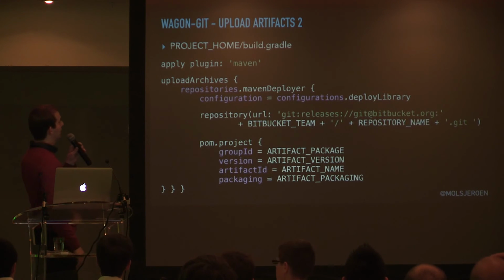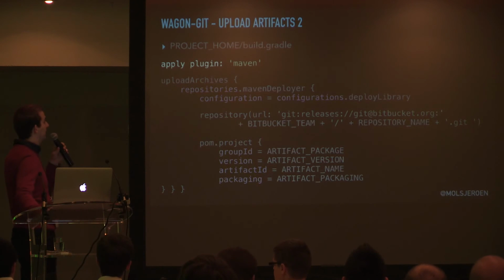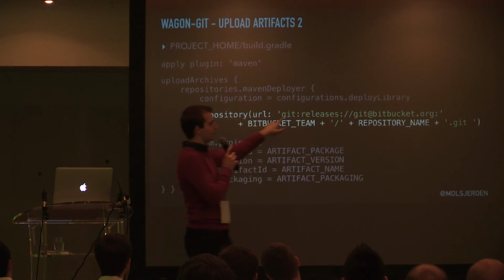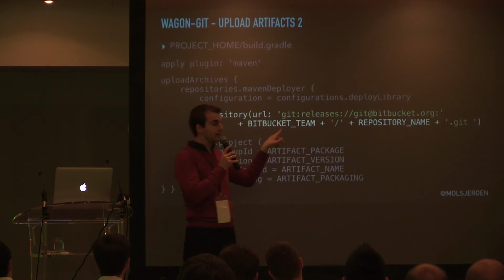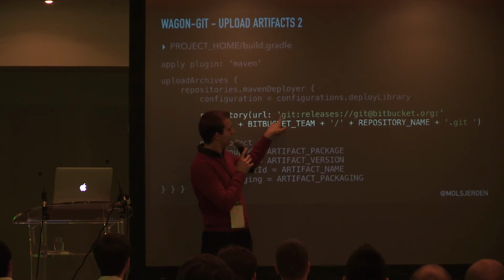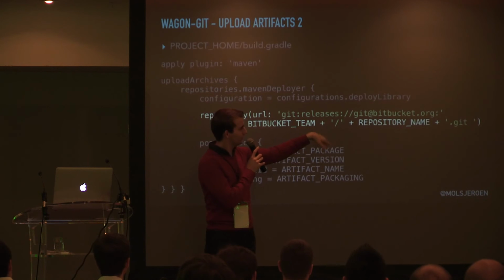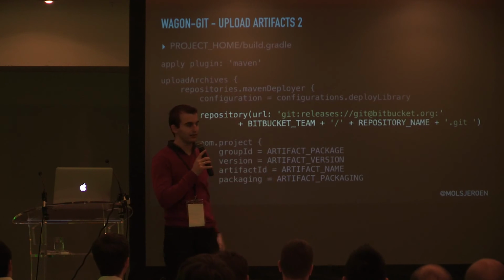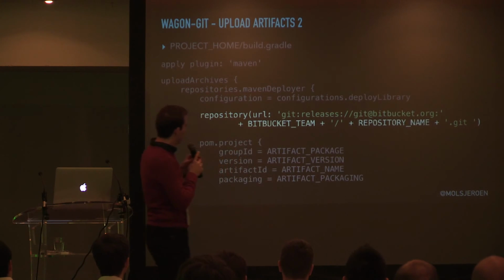So let's see, doing the upload, we apply the Maven plugin, because that's the one that's doing the actual upload. We now tell it, okay, I want you to do the upload to this repository. And if you look at the DSL, it looks a bit weird. It's git colon releases, blah, blah, blah. But this is a DSL which is imposed by the Git Wagon plugin. So it's something they invented and what they will understand.